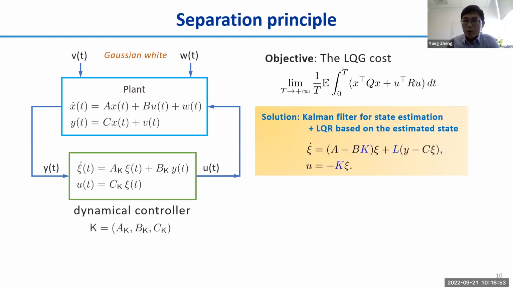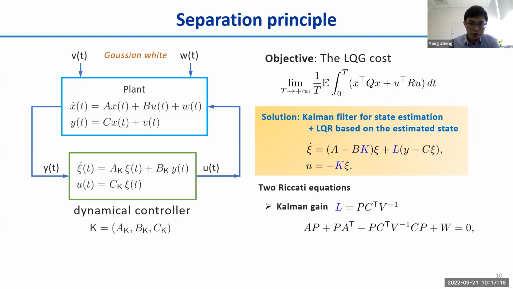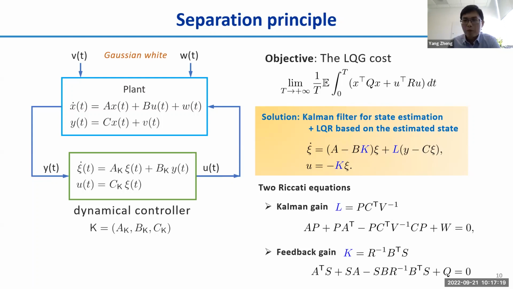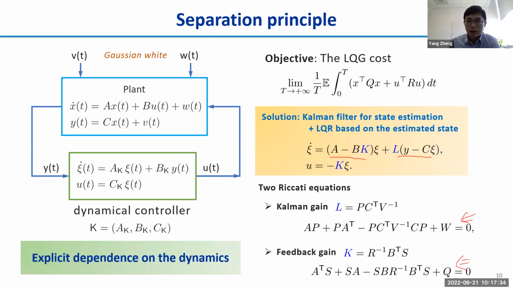Okay, so if we know everything, if we know the system dynamics, if we know the matrices A, B, C, then we know the optimal solution will be a Kalman filter for state estimation plus an LQR feedback based on the estimated state. So basically, this will be the optimal policy. And the parameters K and L can be solved by using two Riccati equations. And what's the problem of this procedure? The problem is that in order to solve these Riccati equations, in order to formulate this particular control policy, we need to know the dynamics explicitly, because they all depend on the dynamics explicitly.